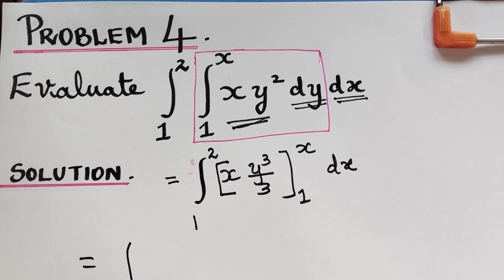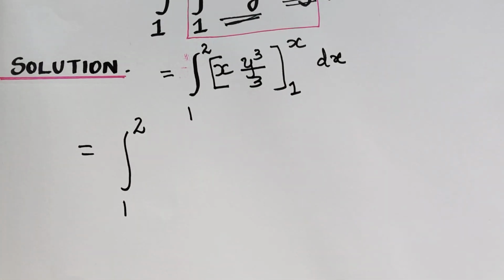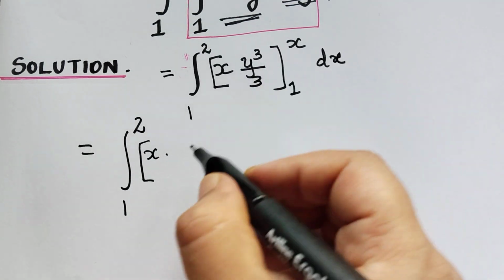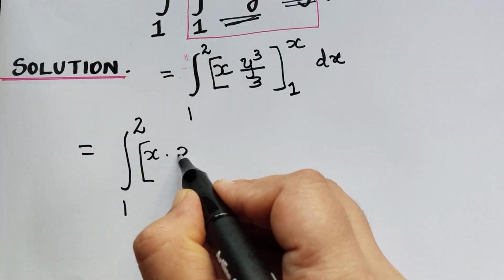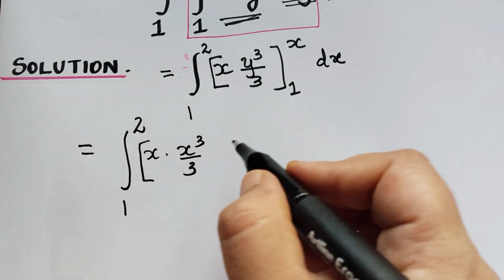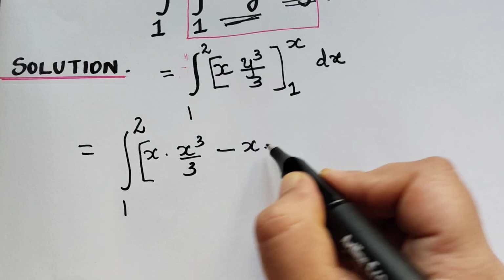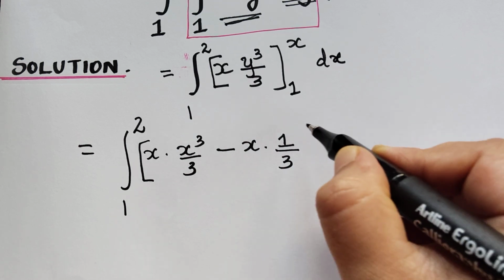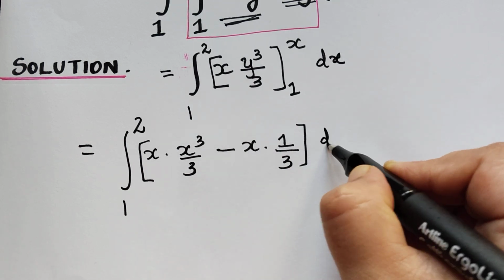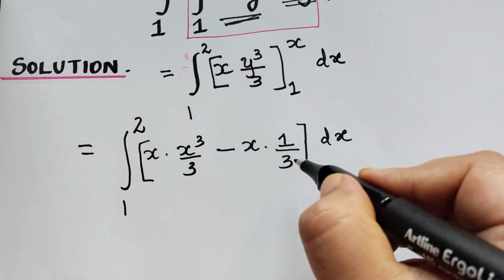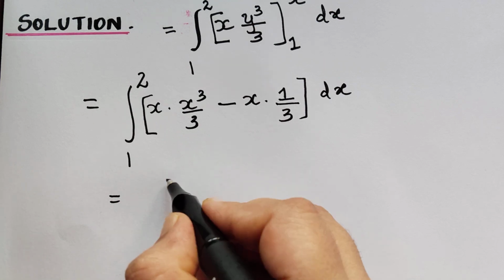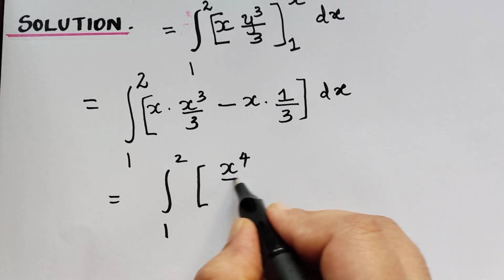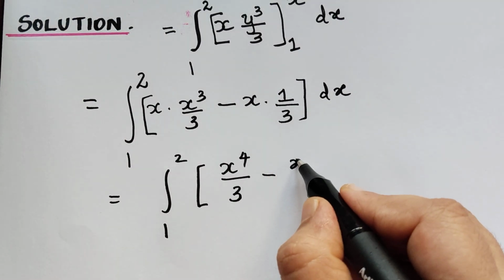Now we have to do upper limit minus the lower limit. So that will be equal to integral 1 to 2, and we have to apply the limits for y. So x multiplied with y cube by 3, where in place of y you replace by x, so it will be x cube by 3. Upper limit is done, minus the lower limit. So x comes as it is, and in place of y you put 1. When you put 1, it will be 1 cube, so that is 1 only, 1 divided by 3, multiplied with dx, because we have applied the upper limit minus the lower limit. So that will be further equal to integral 1 to 2. Just simplify it. x multiplied with x cube gives us x to the power 4 divided by 3, minus x by 3, dx.